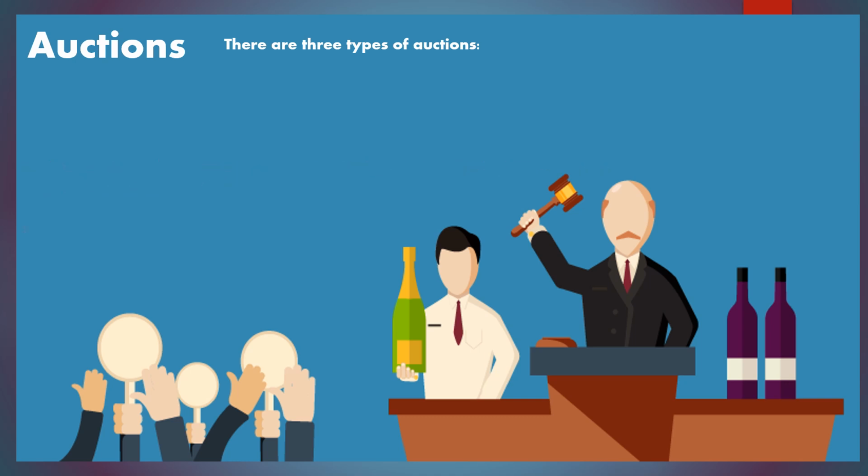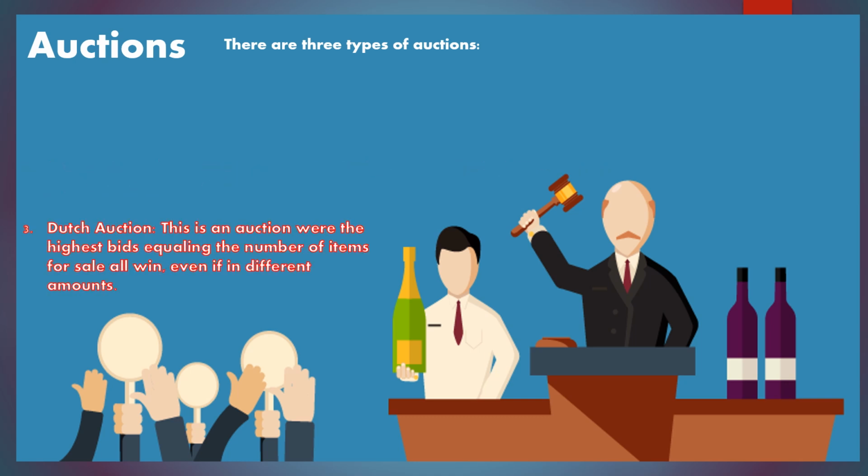Now, the third type of auction is a Dutch auction. This is an auction where the highest bids equaling the number of items for sale all win, even if in different amounts. Now, the Dutch auction is an eBay phenomenon, right? You have all these sellers that have stores, and they might have multiple copies of the same item in the same size, let's say t-shirts with Black Panther on them. And they'll have 100 t-shirts for sale.